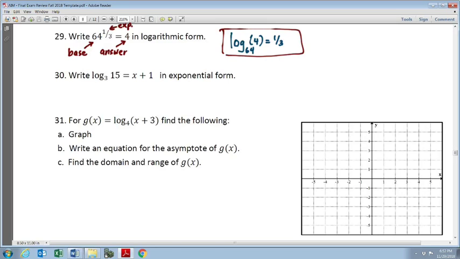So on number 30, now we're going the opposite direction. And so we can do the little around the world thing. 3 to the x plus 1 power is 15. And that's what we have here.